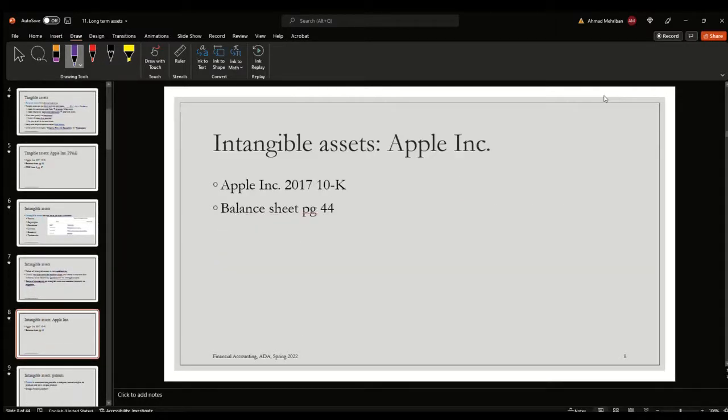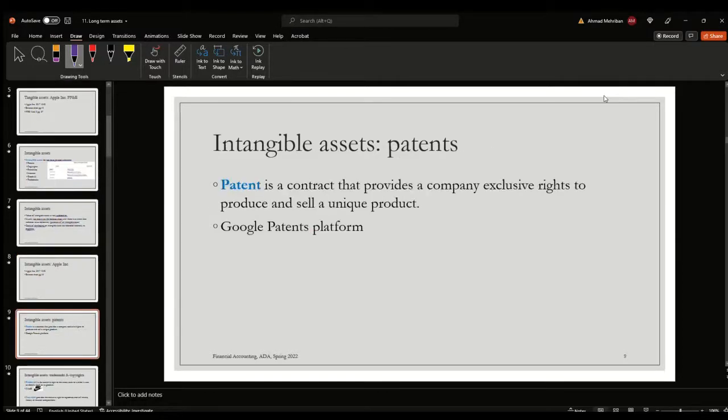Now, also let's look at some of the cases on the Apple Corporation's annual report and see what it looks like there. Intangible assets, specifically, let's go one by one. Patent in this case is an intellectual property. Yeah, it's an intellectual property or contract property. Contract that provides a company exclusive right to produce and sell a unique product.